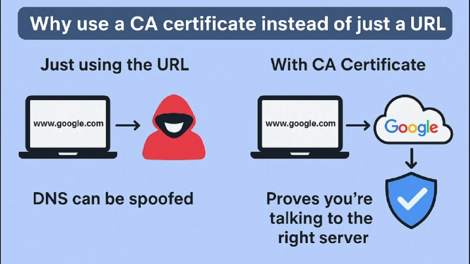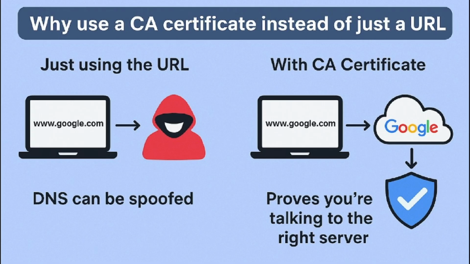This time around, we will be looking at using a CA certificate with our ESP32. So I want to quickly explain why using a CA certificate is so important when connecting your ESP32 or any device to a secure server. If you just connect using a URL like www.google.com, your device is relying on DNS to find the server. The problem is DNS can be spoofed and attackers can trick your device into connecting to a fake server that looks like Google but actually isn't.